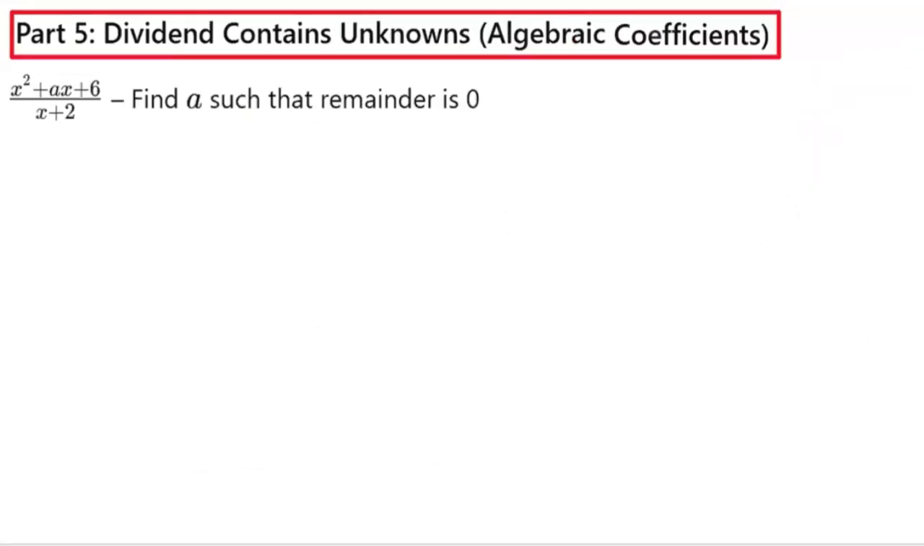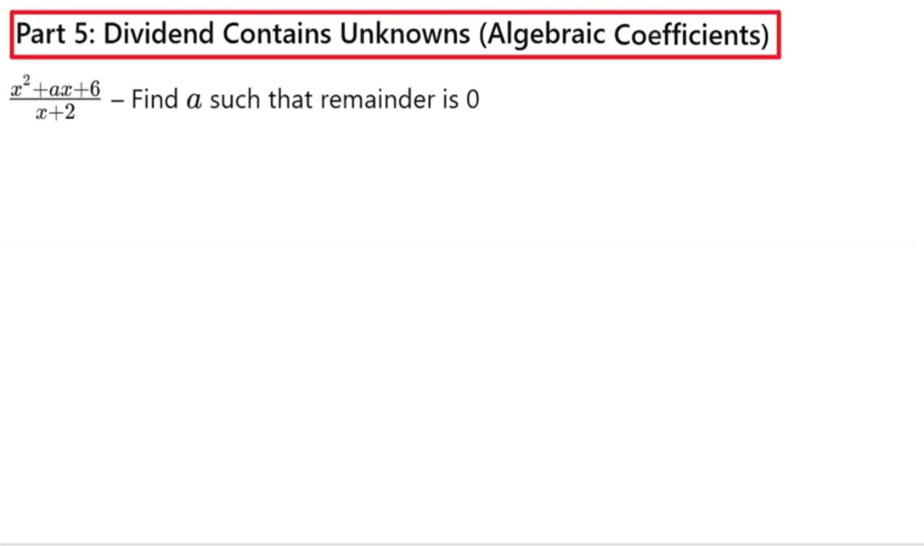So here is another advanced type. This time, the dividend contains unknowns. So the algebraic coefficients, you can see that my dividend has a missing or an unknown coefficient of x. How do you perform division in such cases?